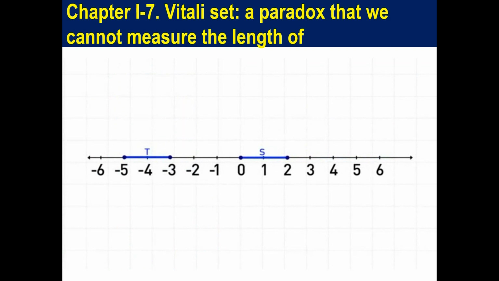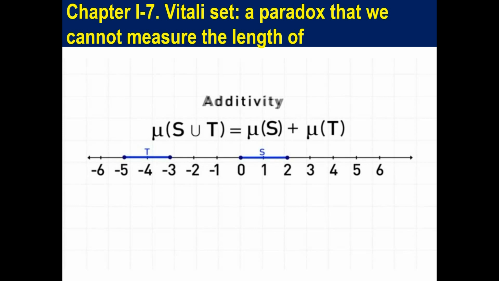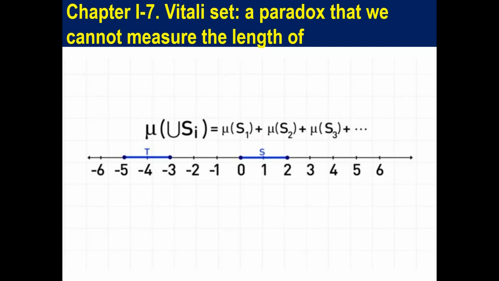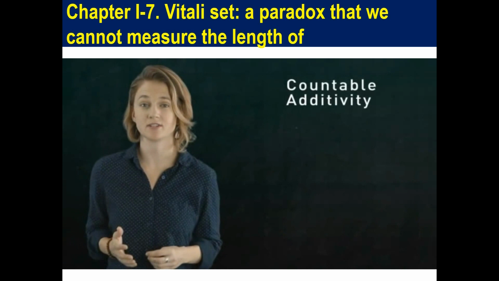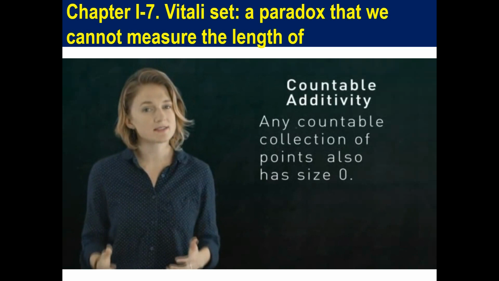The size of these two disjoint line segments, meaning that the two line segments don't have any points in common, is just the sum of their two sizes. That property is called additivity. In fact, if we take the union, or combine together, countably many disjoint sets, their sizes still add. That's called countable additivity. Since a single point has size 0, countable additivity tells us that any countable collection of points, like all the integers, also has size 0. After all, 0 plus 0 plus 0 plus 0 plus 0 is just 0.